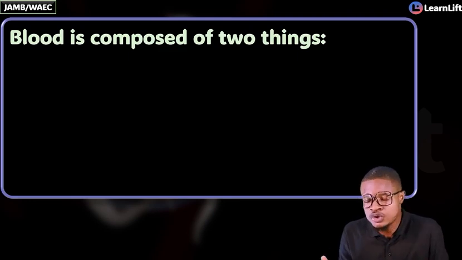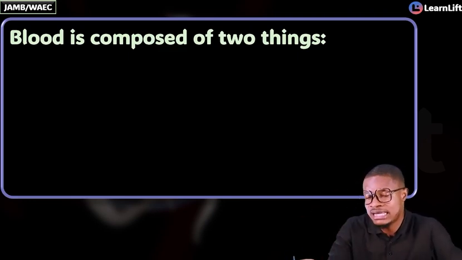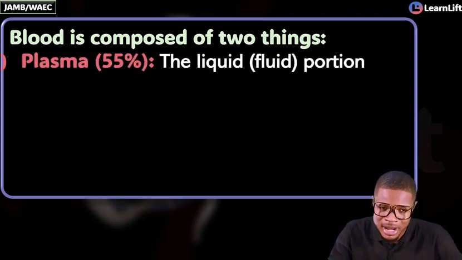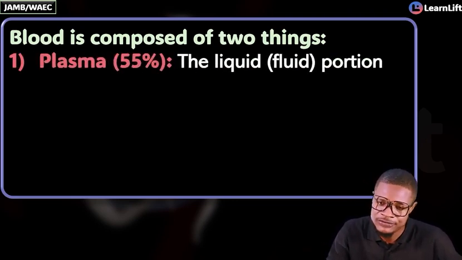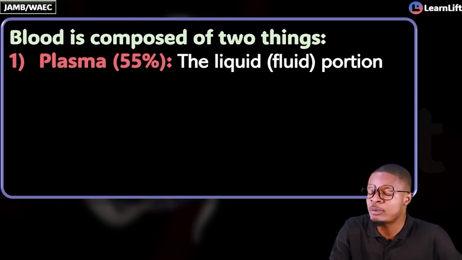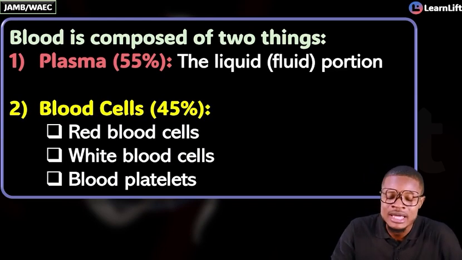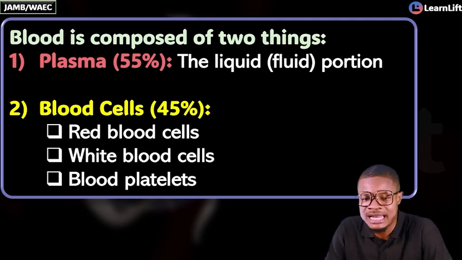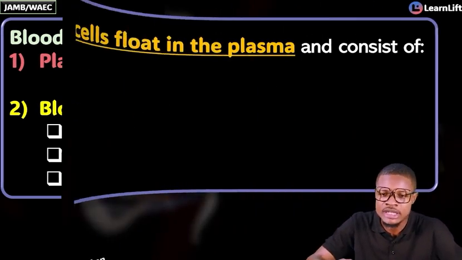Blood is composed of 2 things, right? We said that in the previous class. Recall it. There are 2 things that are in blood. Number 1 is the what? The plasma, which is 55%, and it is the fluid or the liquid portion of blood. Number 2 is the blood cells. And what are the blood cells? The RBC, the WBC, and the blood platelets. Now let's dwell on it in particular.